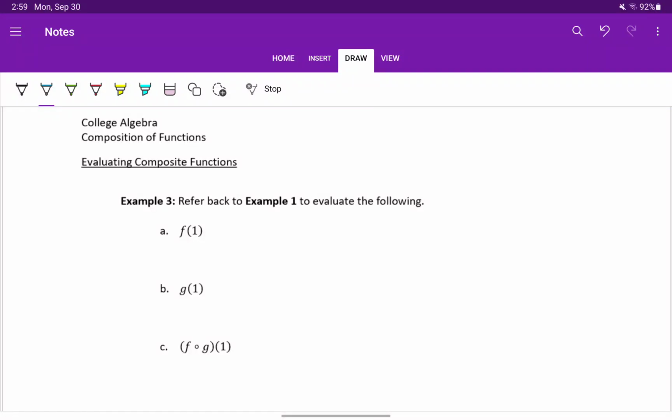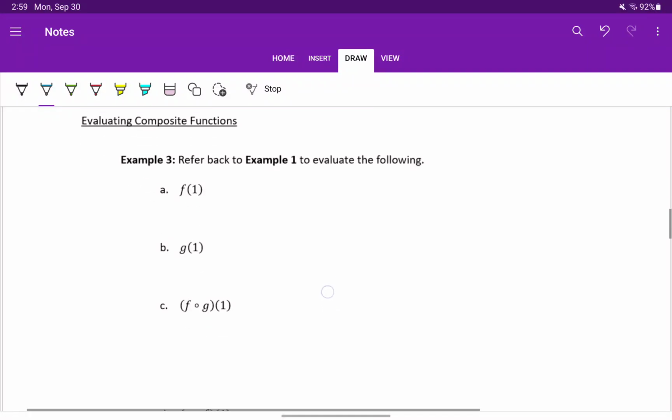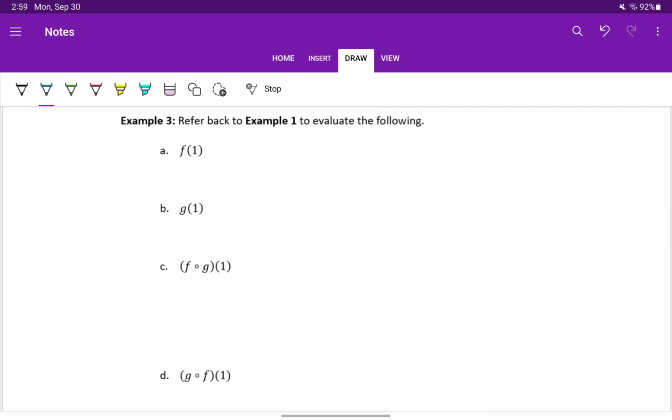In addition to constructing composite functions, we can also evaluate them, which really isn't any different than evaluating functions like we've done in the past. We just need to make sure we're paying close attention to the name that we're calling on so that we're plugging our value into the correct function.